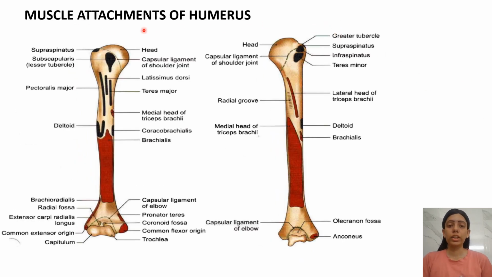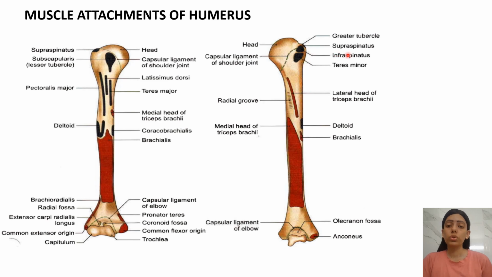Now, muscle attachment of humerus. First, subscapularis. This is the multipinnate muscle which is inserted into the lesser tubercle of the humerus. Then there are three muscle insertions over the greater tubercle: supraspinatus, infraspinatus, and teres minor. How one should remember it? By the mnemonic SIT, sit. So on greater tubercle there is insertion of SIT muscles, that is supraspinatus, infraspinatus, and teres minor. But don't get confused with the teres major. Remember, on greater tubercle it is minor.